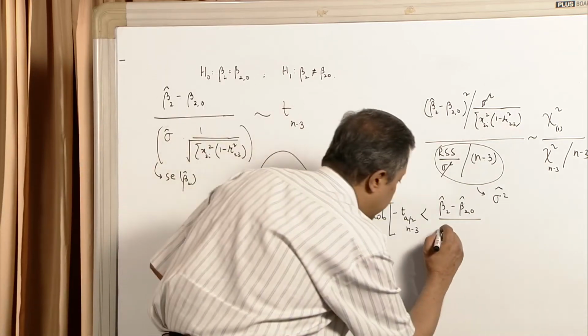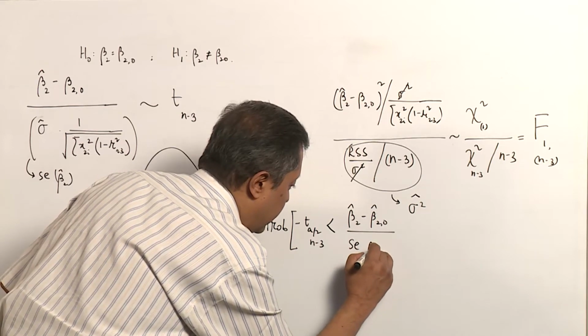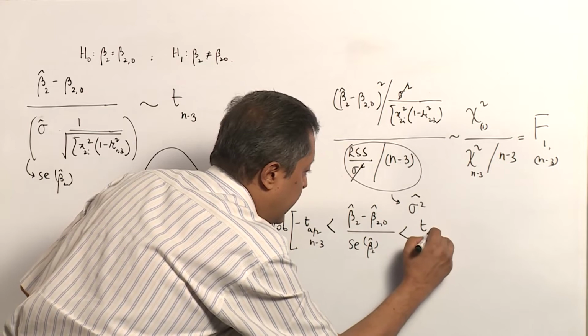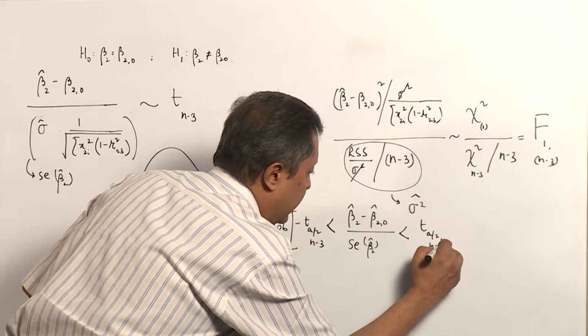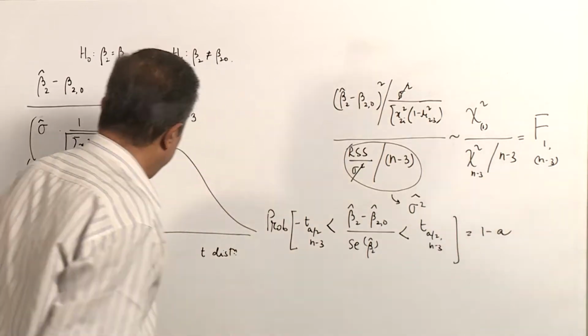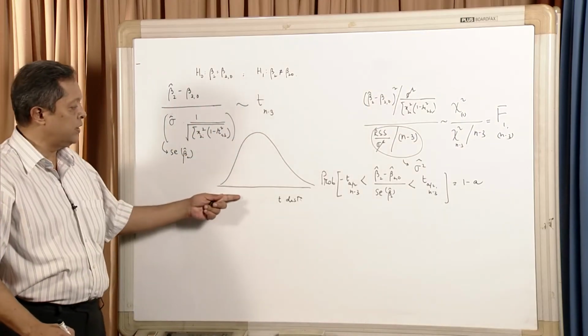So, here we write the probability that the absolute value of beta 2 hat minus beta 2 naught over the standard error of beta 2 hat is less than t alpha by 2, n minus 3, is equal to 1 minus alpha. It will be very clear once we use this diagram.